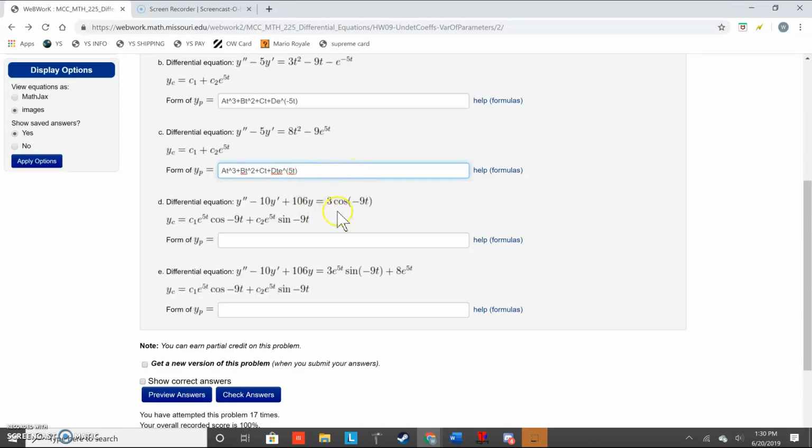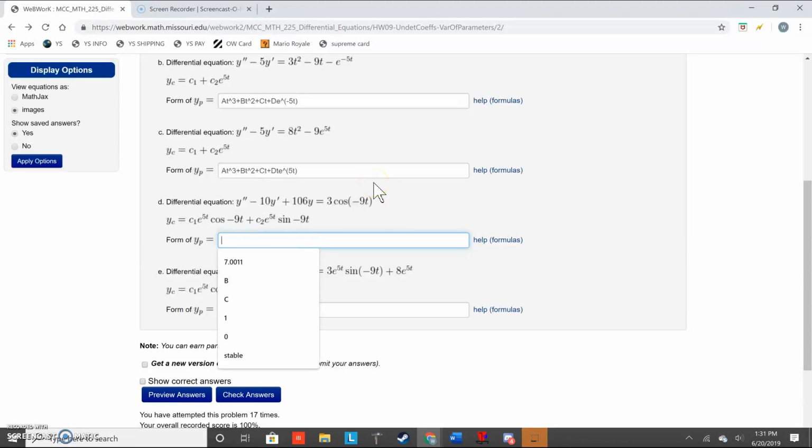Next, let's go down to the 3 cosine of negative 9t right here. For this one, we're going to have to do the cosine plus the sine. That's the form if you ever have a cosine or a sine. So let's start off with a cosine of negative 9t plus b sine of negative 9t. That's basically what you do. There was something extra that showed up because I was doing this before.